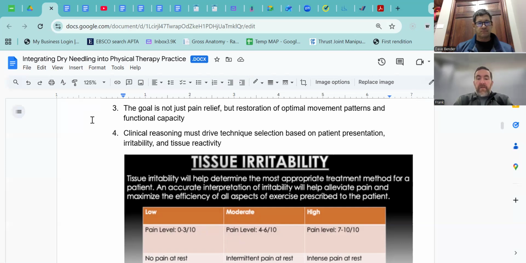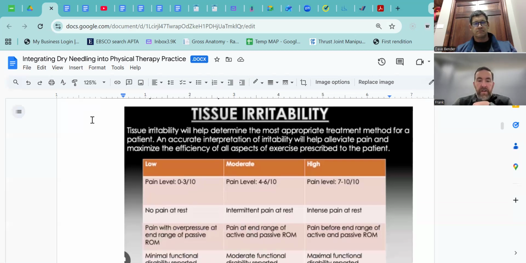And then the other big thing is clinical reasoning. You really have to drive the selection of techniques based on the patient presentation, irritability, tissue reactivity, patient beliefs, patient apprehensions. You can't just pick a muscle and go at it just because you want to. It really has to match and be tied to strong clinical reasoning.